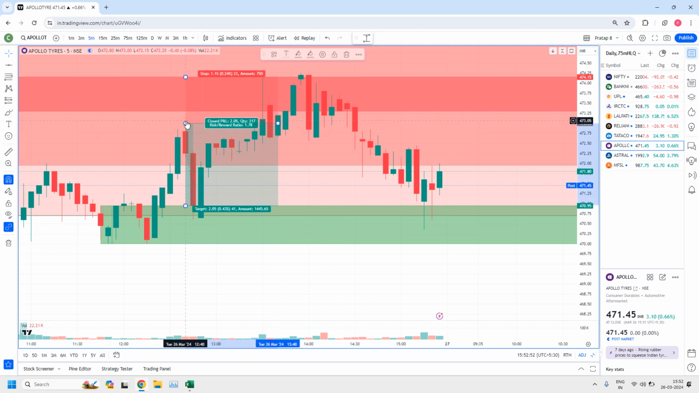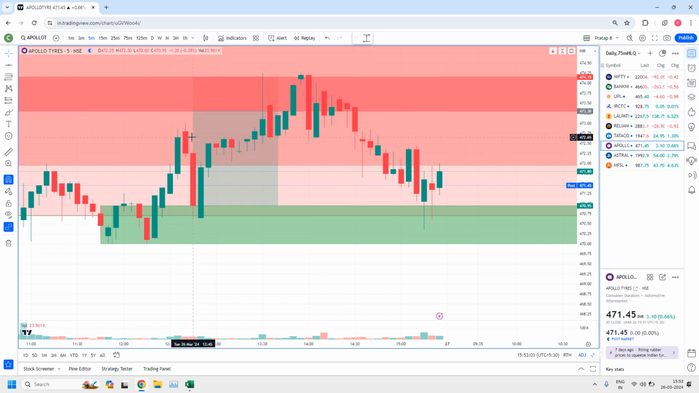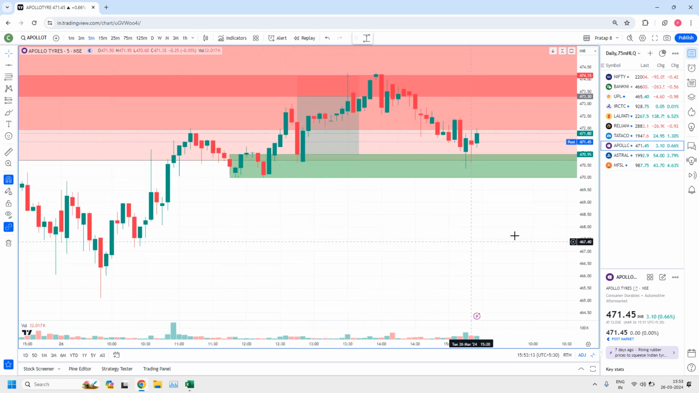Just let us check. Even then I am doubtful whether you get it or not. How much RR did you get? 1:2.76. Maybe experienced people would have taken this trade. Anyway, we are ignoring this.